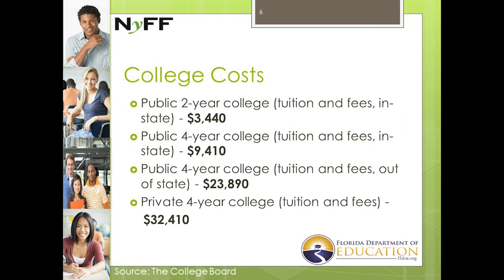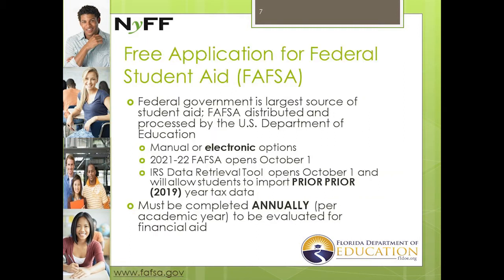Let us briefly review the average direct cost, which is only tuition and fees per year at the different types of institutions. According to the College Board, average yearly tuition and fees at a public 2-year institution average approximately $3,440. At a public 4-year state university, on average, $9,410. If you elect to go to an out-of-state public 4-year institution, tuition and fees, or direct costs, are approximately $23,890. Tuition and fees at a private 4-year college or university, on average, is about $32,410.